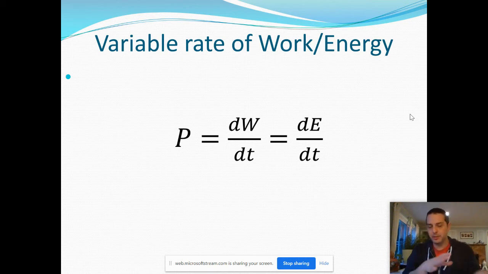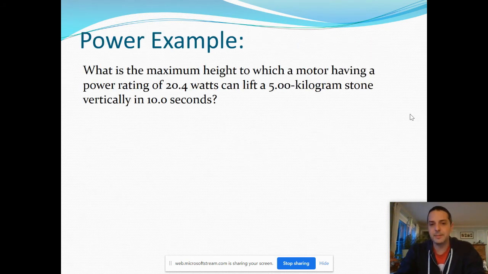And these two are equal from the work-energy theorem, because we know that the work being done on something is going to be equal to the change in energy that it's experiencing. So we can look at this from a calculus perspective, and this allows us to look at how much power is being developed at any particular time, and we don't have to rely solely on averages. So let's go through an example of this.